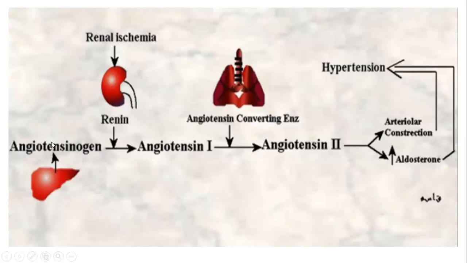If you see here, this is the angiotensinogen secreted by the liver. Whenever there is renal ischemia or decreased blood supply, it leads to secretion of renin, which will convert the angiotensinogen to angiotensin 1. Now this angiotensin 1 is converted to angiotensin 2 in the lungs by the angiotensin converting enzyme, which is produced in the lungs. This angiotensin 2 will help in arterial constriction, vasoconstriction, or increased production of aldosterone, which leads to hypertension or regulation of the blood pressure.